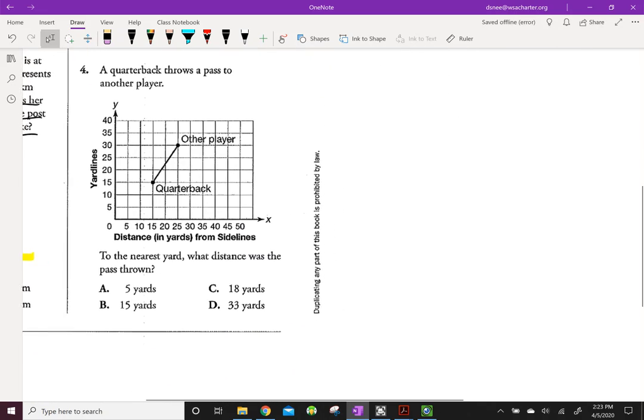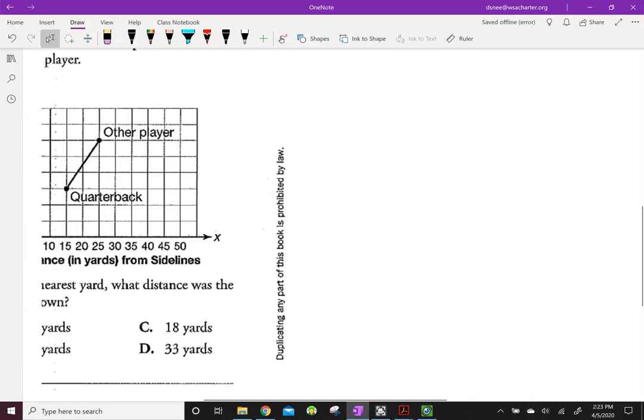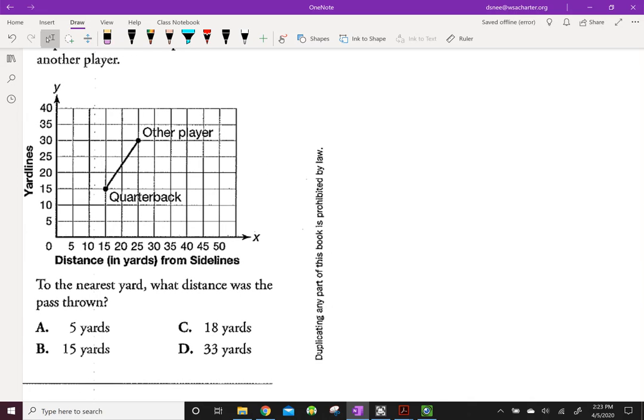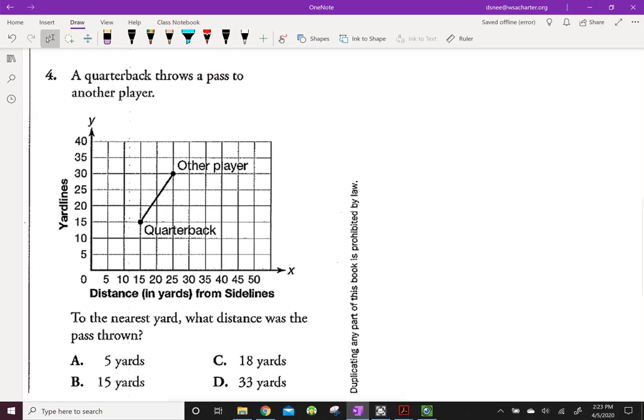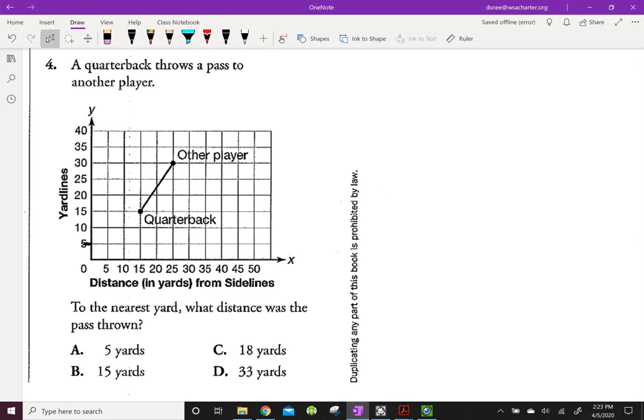I'm going to go to number 4. You guys keep right up, following along, solving the problems in your calculators, and then getting the work down on paper. We're talking about a quarterback throwing a pass to another player. We've got the sidelines over here. It looks like the y-axis is the sidelines, and then the x-axis shows us the distance from the sidelines. Every increment is 5 yards. To the nearest yard, what distance was the pass thrown?